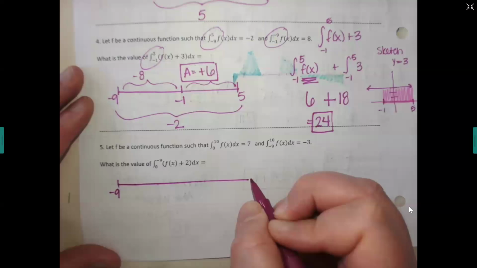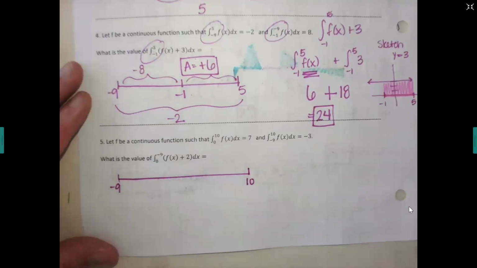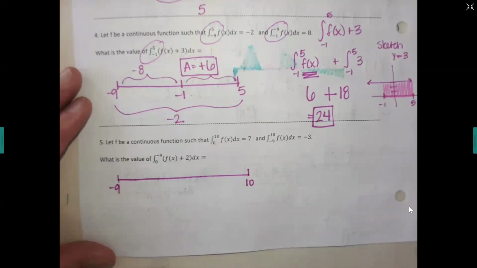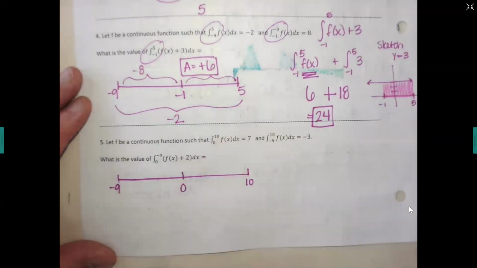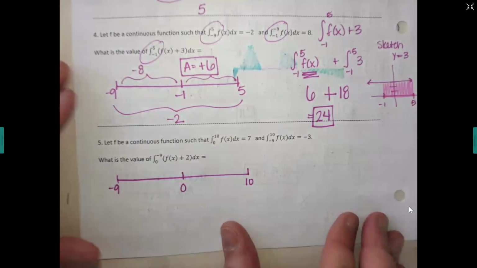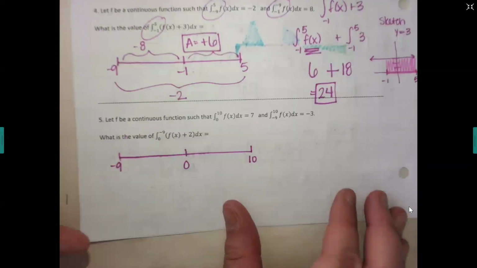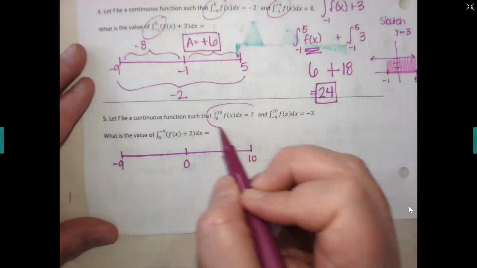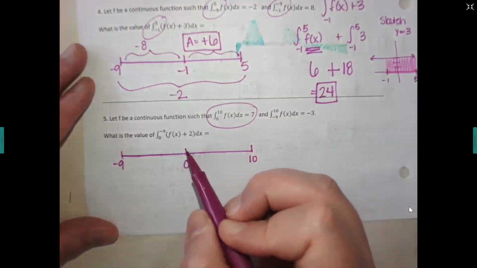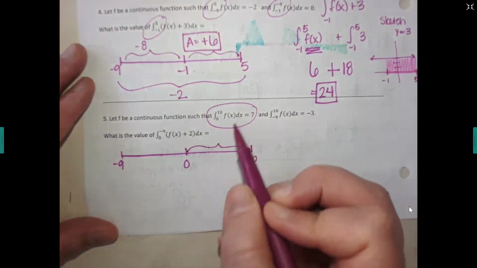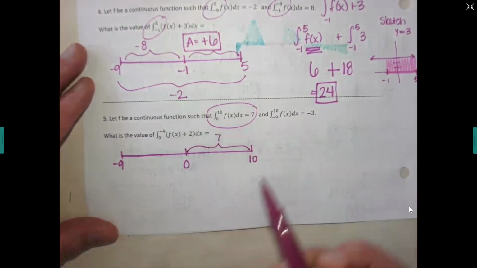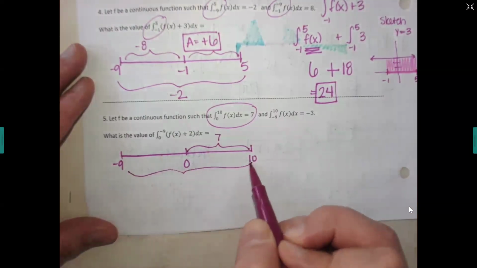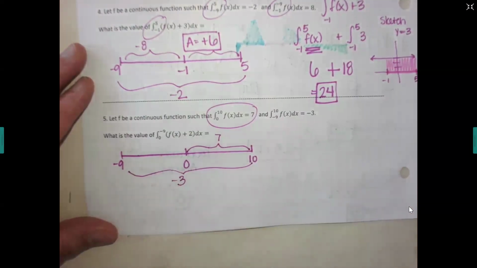-9 far left, 10 far right. And then our stopping point in the middle is what value? 0. From 0 to 10, what is that length going to give me? 0 to 10 gives me 7. And then -9 to 10, that'd be all the way from here to here, gives me -3.